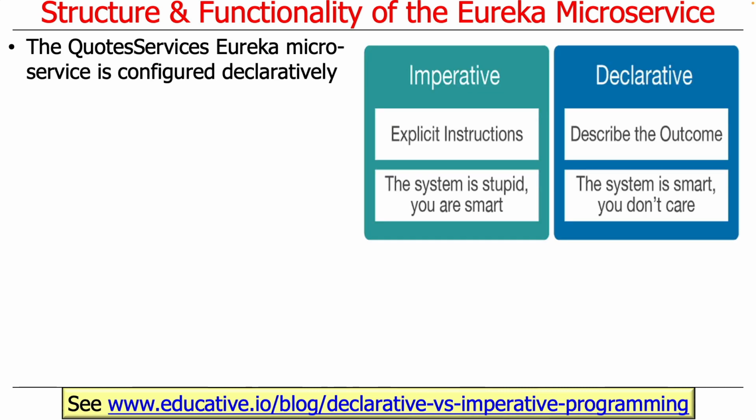The QuoteServices Eureka microservice is configured almost entirely declaratively. There's other ways to do this, but this is the way that most people do it nowadays. Remember what declarative means? It means that you say what you want, not how to do it, and therefore there's less things to go wrong once you understand how to write things declaratively.